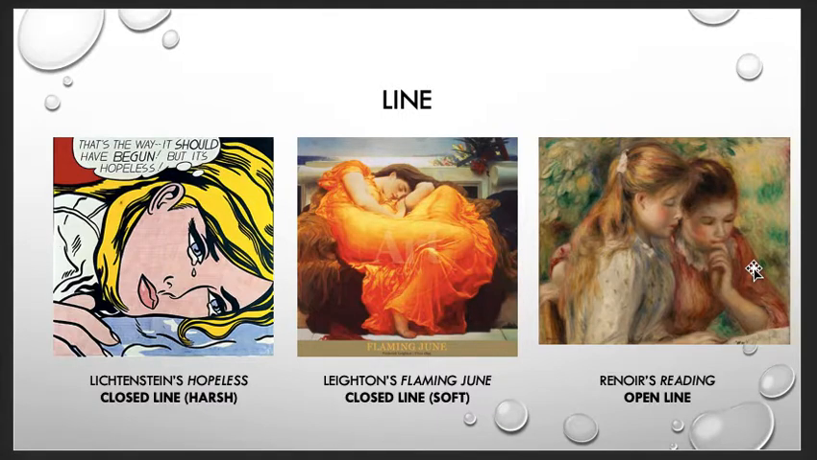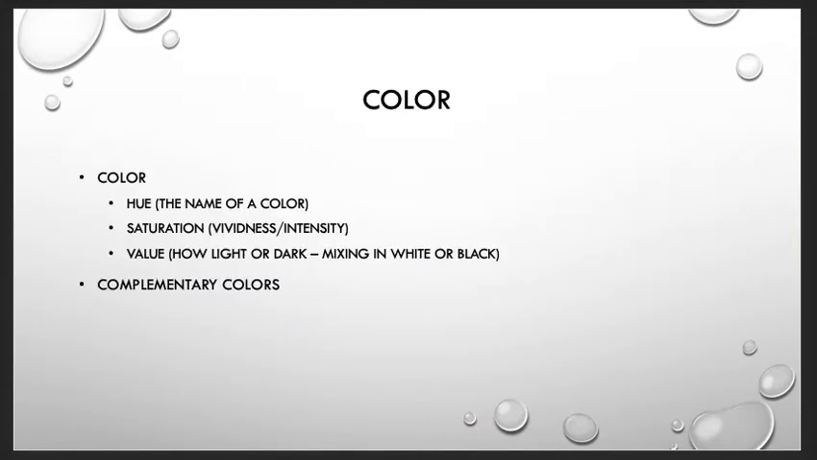Right here we have what looks like maybe two sisters or two friends reading together. Again, Renoir is very impressionistic, and so we're not getting that harshness. We're just getting something very soft, which makes sense for the subject matter here. Okay, so this is where we're looking at line, a few different types of line.